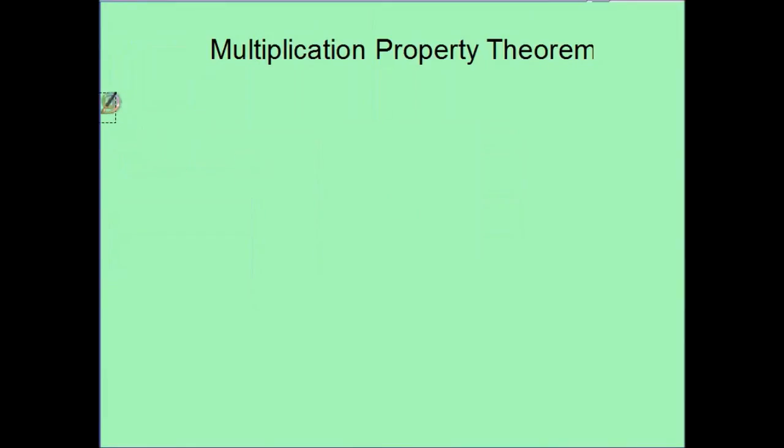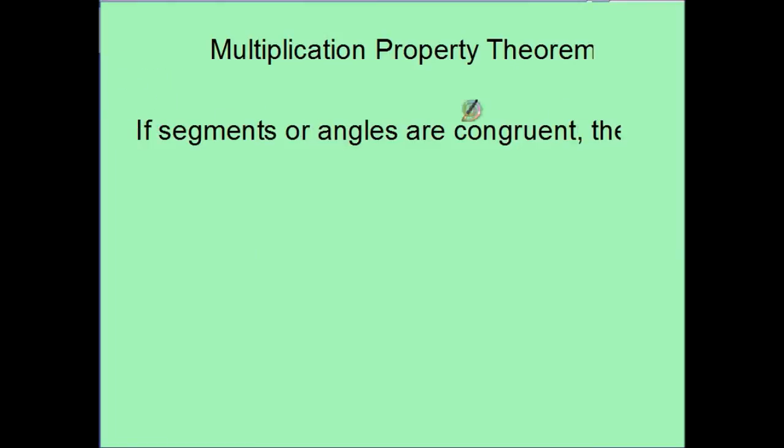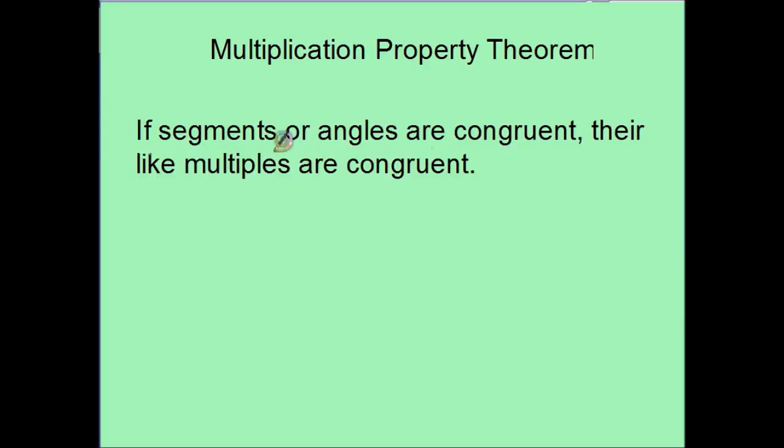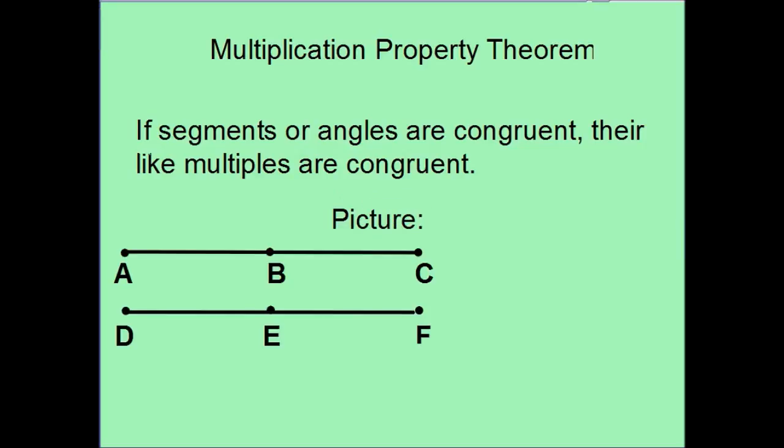Alright, let's start talking about the multiplication property theorem. And here's what it says: if segments or angles are congruent, then their like multiples are congruent as well. So let's draw a picture for that. Let's say that we have two segments. Technically here, I guess we actually have a total of 6 segments: 2 little ones, 2 more little ones, and then the big long ones.